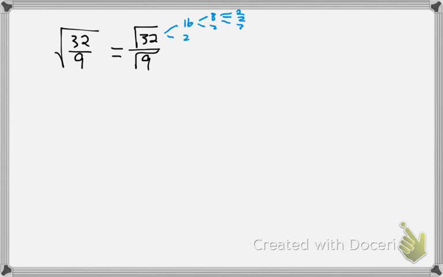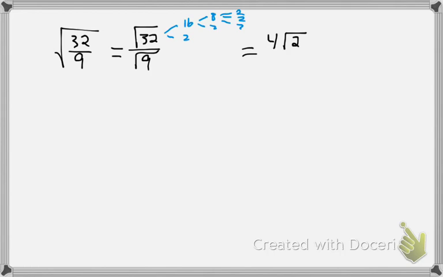(16 and 2). 16 is 8 times 2. 8 is 2, 2, and 2. So I need squares. How many do I have? 2 of them. So that means I bring out 2 twice, which is 4. And I still have square root of 2.